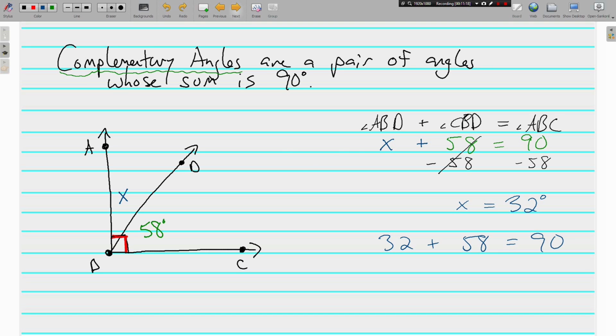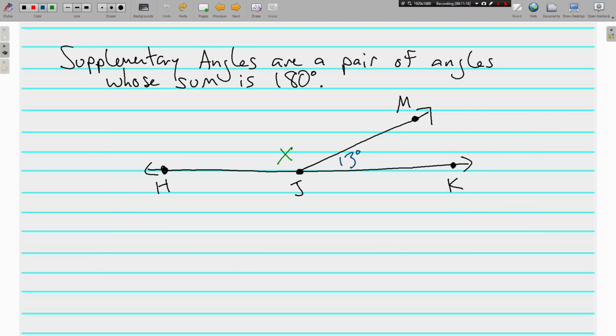Our last angle relationship for today is called supplementary angles. We just got done with complementary. These are supplementary angles. They're very similar. We're talking about a pair of angles with a sum, but for supplementary, their sum is 180. Complementary is 90. Supplementary is 180.